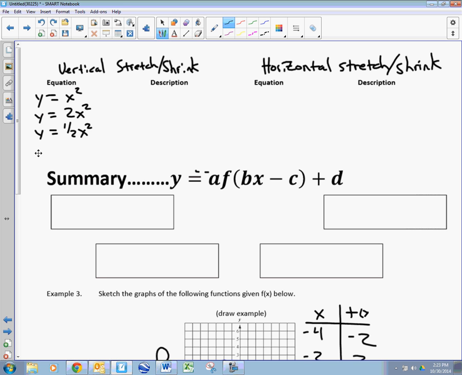Compression, shrink means the same thing. So we have y equals x squared, we have y equals 2x squared, and we have y equals 1/2 x squared. And over here, I'm going to put y equals x squared, y equals quantity 2x squared, and then y equals quantity 1/2 x squared. Boom. Okay.